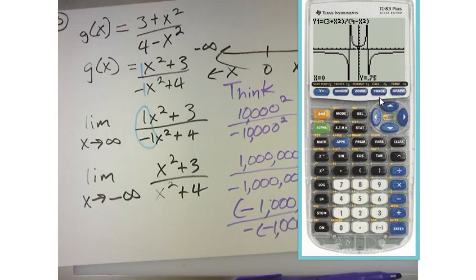If I hit trace and I go all the way as far as I can to the left, we always want to approach towards negative infinity. So as my x goes further and further towards negative infinity, what do you notice about the y value? It gets really, really close to what number? Negative 1. But it'll never be negative 1. Do you guys understand that?